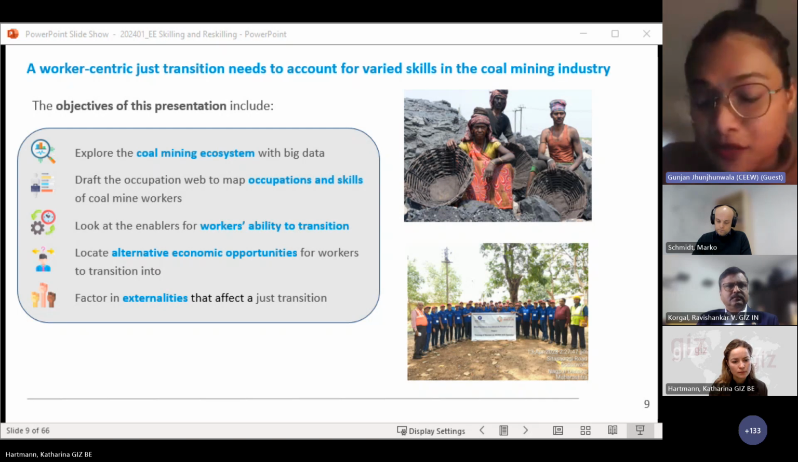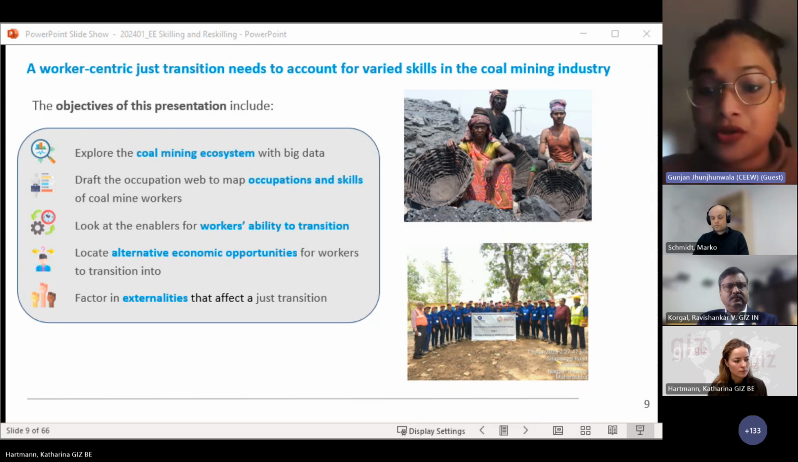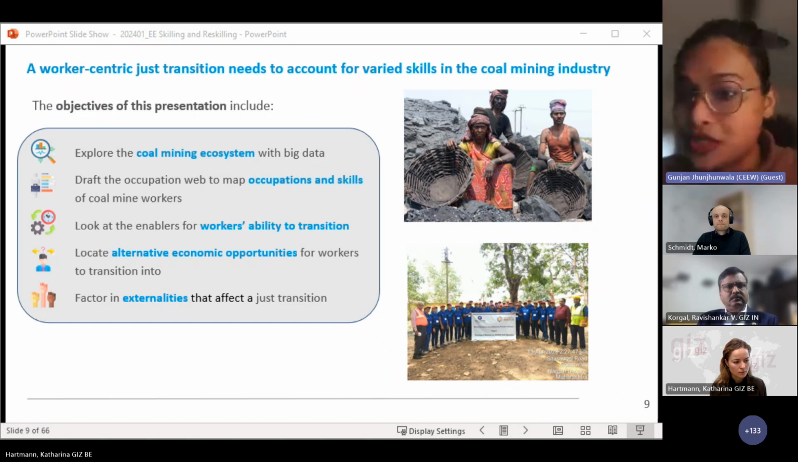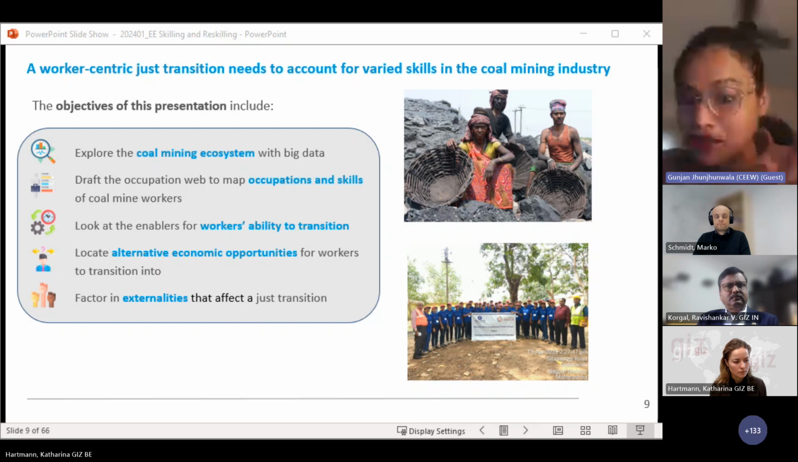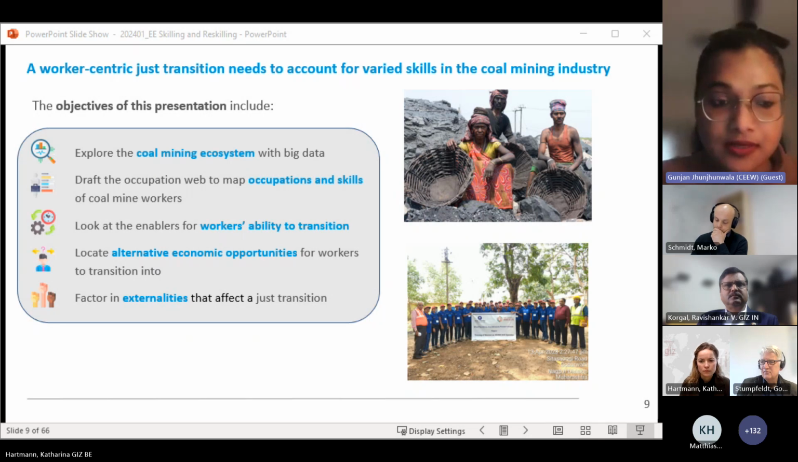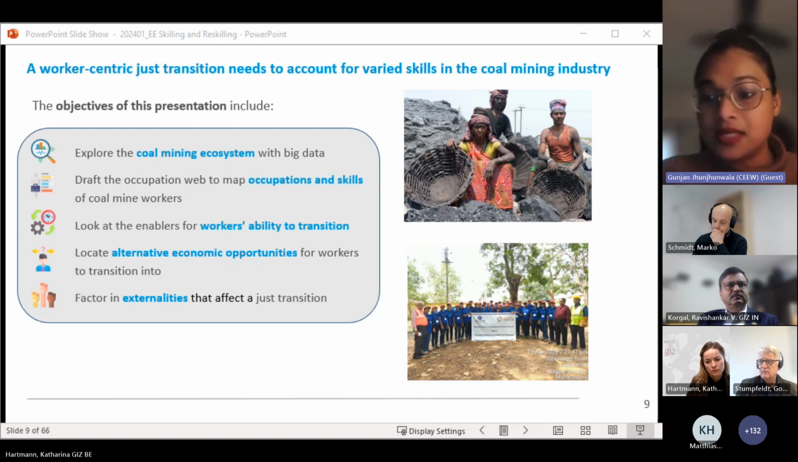What are those enablers for a worker's ability to transition, technical skills being only one. So I'd also highlight that there's an important focus on socio-emotional skills, your ability to migrate, your ability to comprehend a transition that a sector may not be around. So socio-emotional skills become very important. While technical skills can be imparted through technical platforms, how are policymakers engaging with socio-emotional skills? Locating alternate economic opportunity for workers.